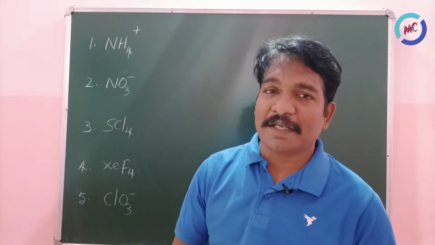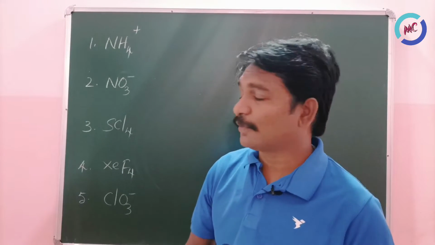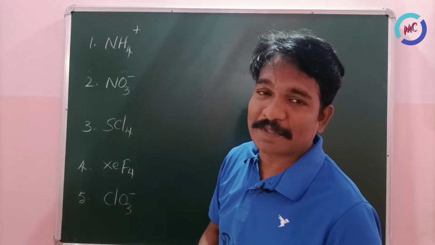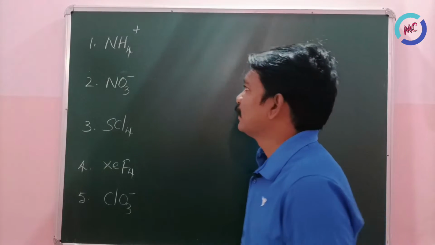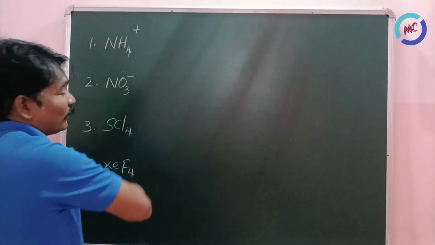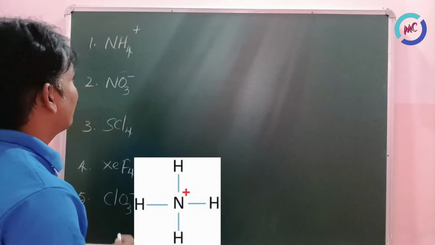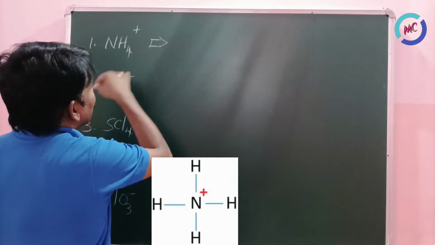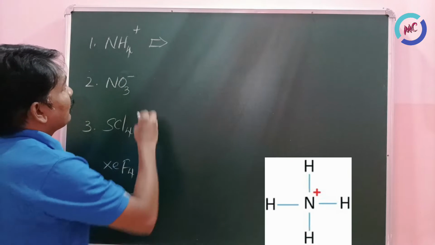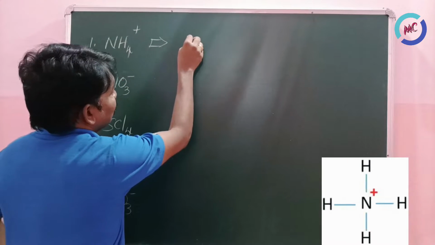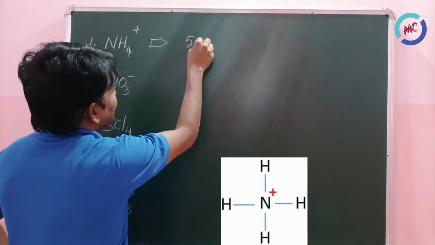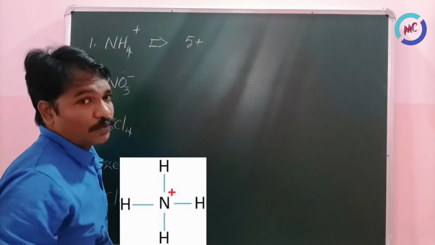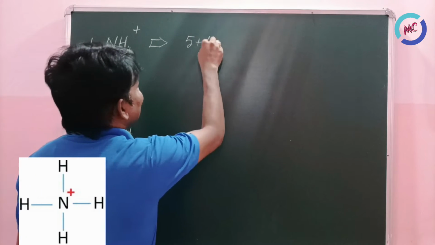Let us check the hybridization and shape of the molecules of a few given examples on the board. Okay, let us check. First we will start with NH4 plus. What is NH4 plus? It is nothing but the ammonium ion. See here, what is the number of valence electrons? Nitrogen has 5 valence electrons, plus there are 4 monovalent side atoms.